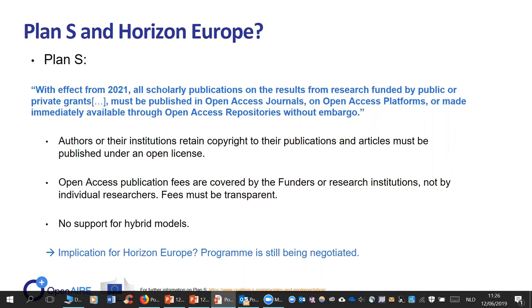So this is also an element that's at this moment in time not there yet. And there's no support for hybrid models. So the subscription-based journals who also offer to put one article openly available, that's no longer supported. So as I said, the EC signed this plan. Does it change anything at the moment? No. So it's with effect from 2021.